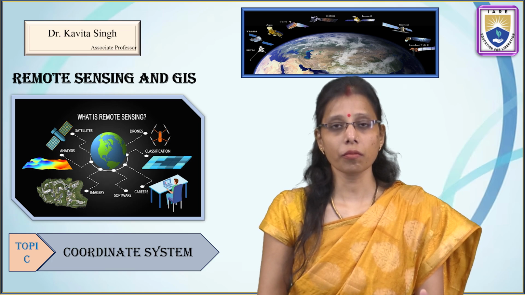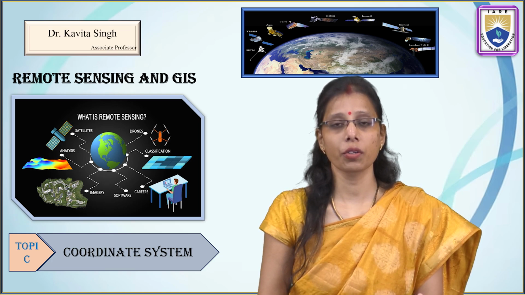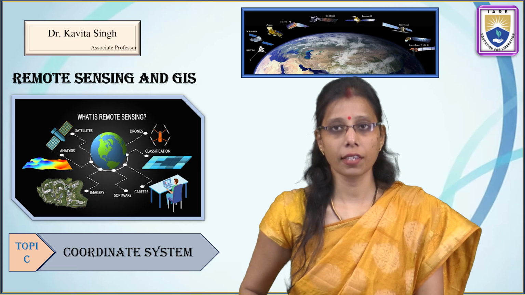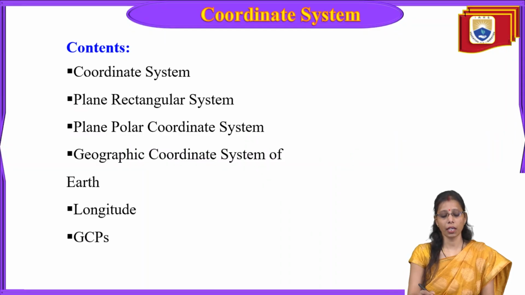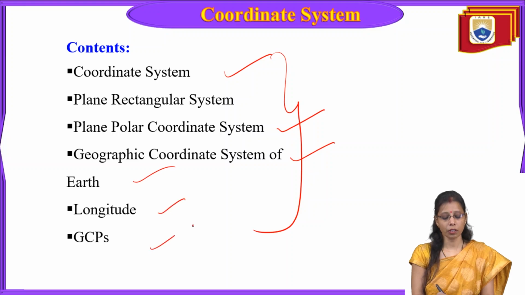Now, in today's lecture, we are going to discuss what types of coordinate systems are present which can be assigned to a map. So let us start. In this lecture, we have coordinate system, plane rectangular system, plane polar coordinate system, geographic coordinate system of Earth, longitude, and GPS. This is all we are going to discuss.